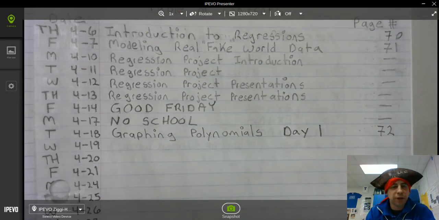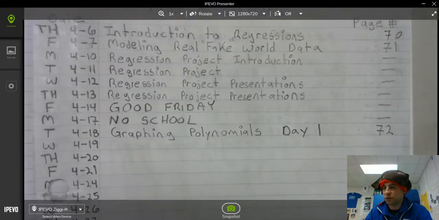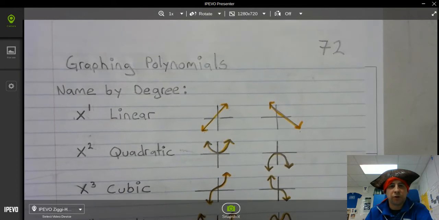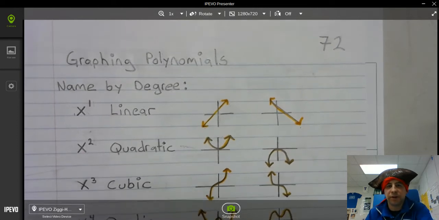So today we're looking at Tuesday, April 18th, and we're graphing polynomials day 1, and that's going to be on page 72. So if you would, pause the video and update your table of contents. All right, now your table of contents are updated. Let's take a look at our notes. We're graphing polynomials on page 72.